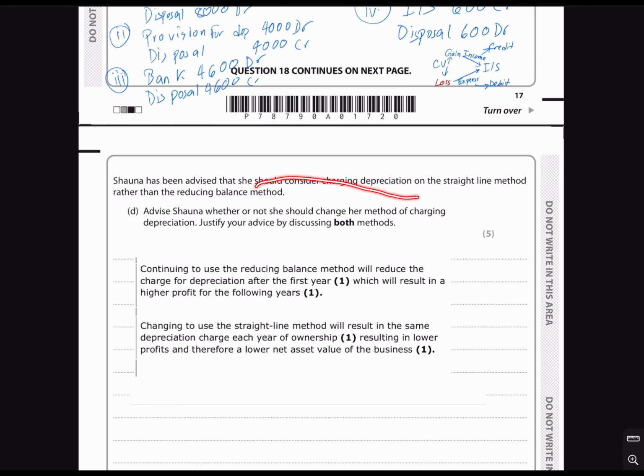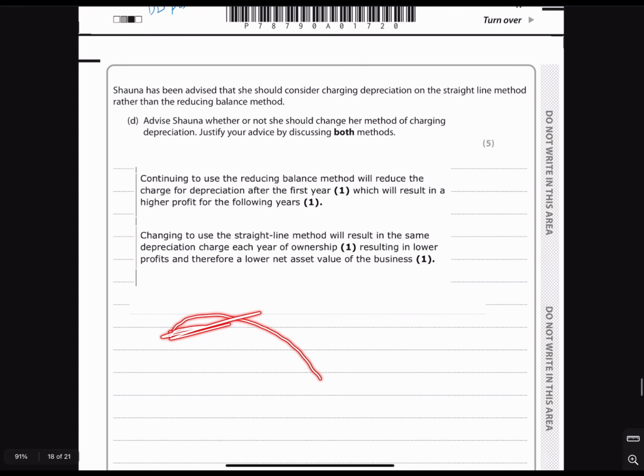Now, we can argue that if she is changing her depreciation method, it's going to go against the consistency concept. Continuing to use the reducing balance method will reduce the charge for depreciation after the first year, which will result in a higher profit in the following years. Because with the reducing balance method, the cost goes like this, right? First year you get the highest depreciation, second year it gets lower, third year it gets even lower. So in the following years the expense gets lower and profit increases.